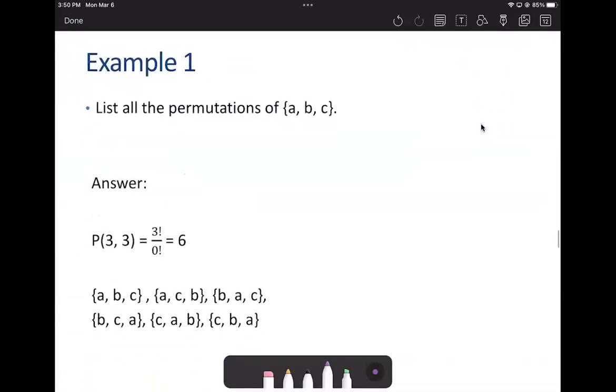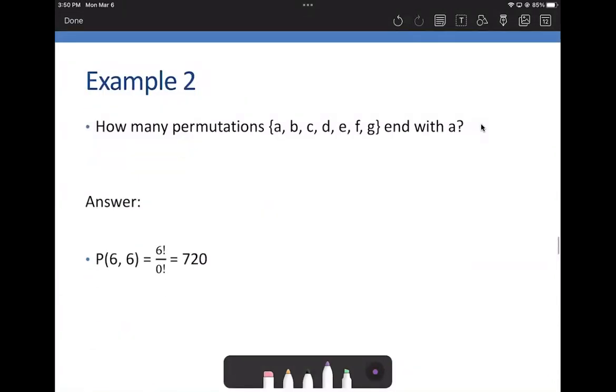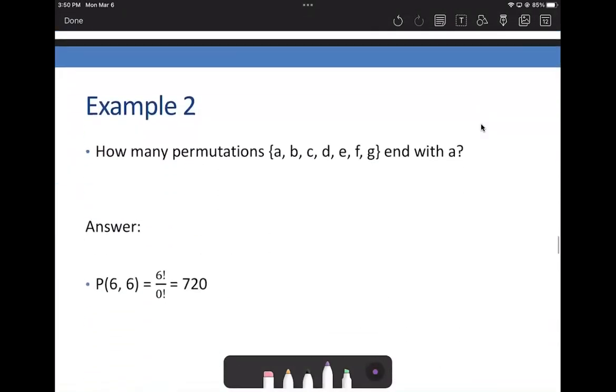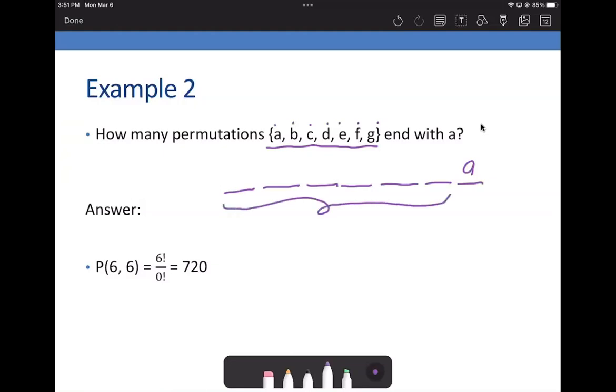Okay? And now, let's skip this part. Let's just have one more example. Okay. So how many permutations of A, B, C, D, E, F, G, and with A? So we basically have, how many do we have here? 1, 2, 3, 4, 5, 6, 7. So we know that this last position already ends with A. So we are only concerned with the order of the first 6 positions.